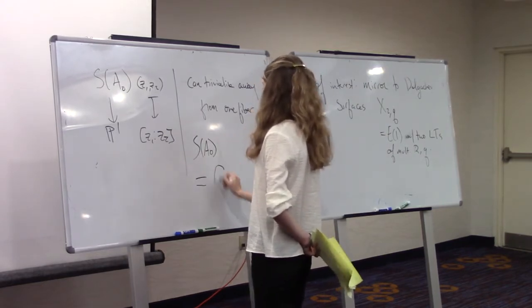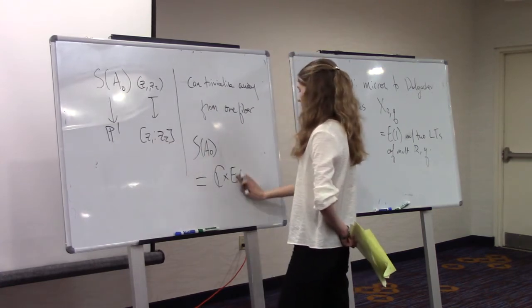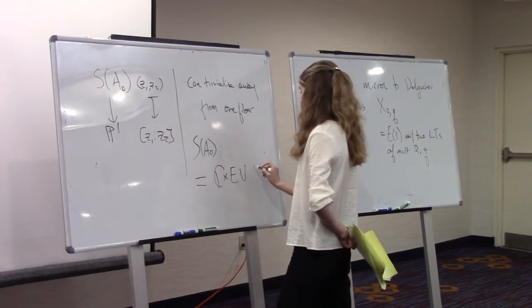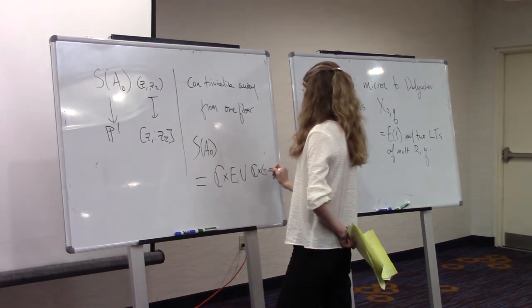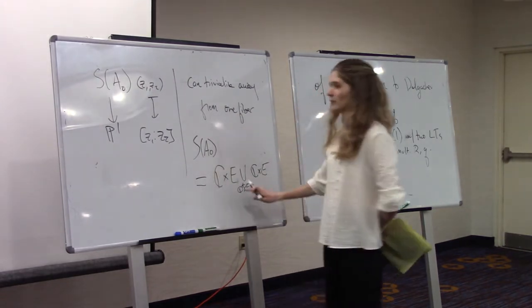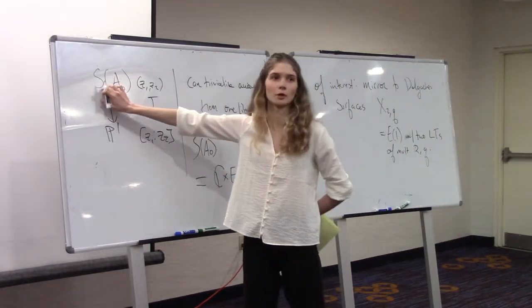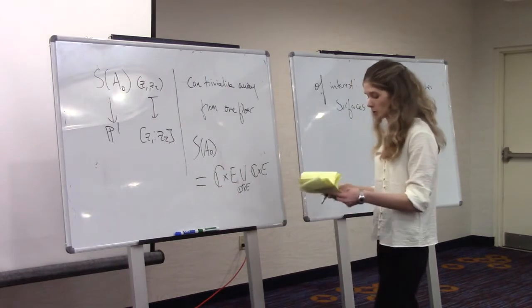the Hopf surface S is equal to two copies of C times E_Q, glued over a C star times E. So whenever I write E, it means this E sub Q. And I should have a Q here too, but I'll drop it.